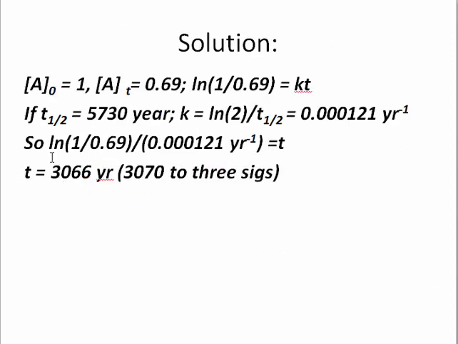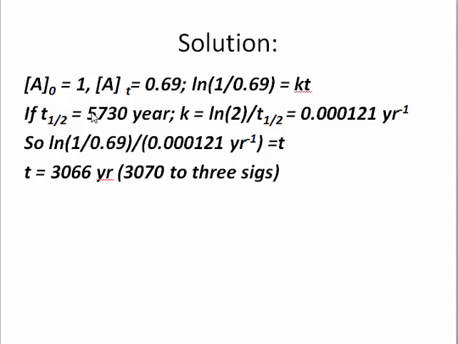Alright. We'll let A naught be 1. What 1 is, is not so important. 69% of that is 0.69, and the natural log of A naught over A at T then is 1 over 0.69, and that's equal to KT.